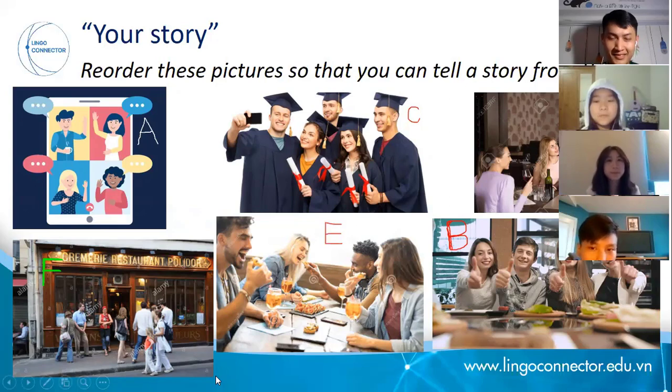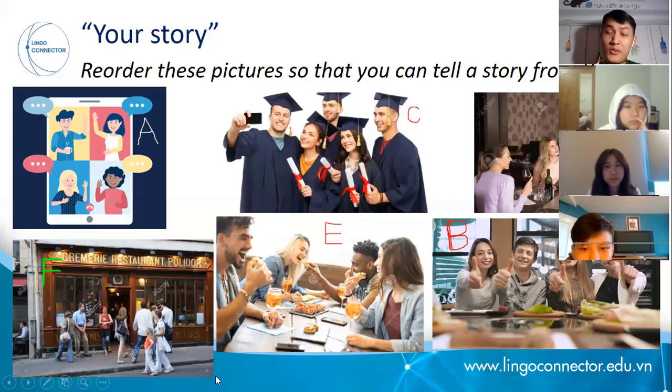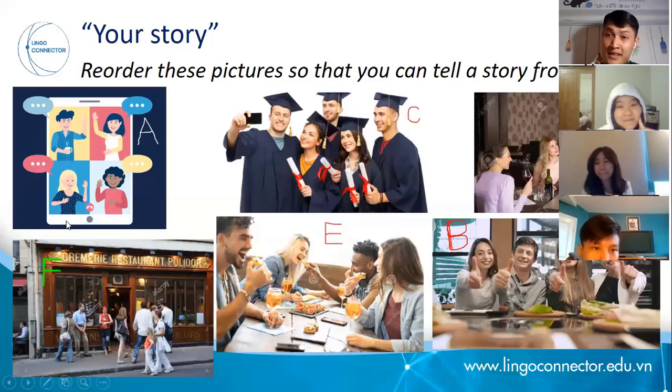And then D. So they order the meal. Okay. Cool. And then E. So they enjoy the meal. And then the last one is B. Okay, the last one is B. Yes, I think it's really a logical order, right? In terms of the times, the series of events happening.